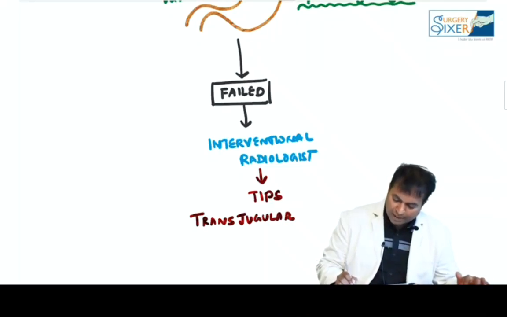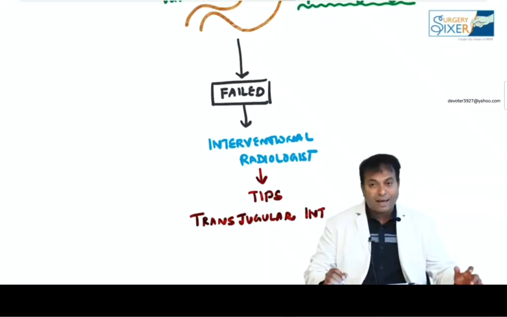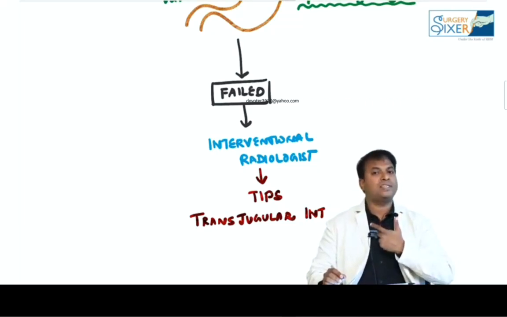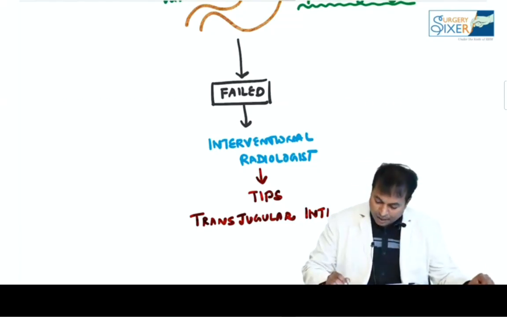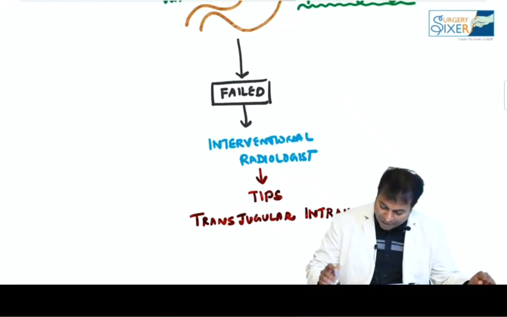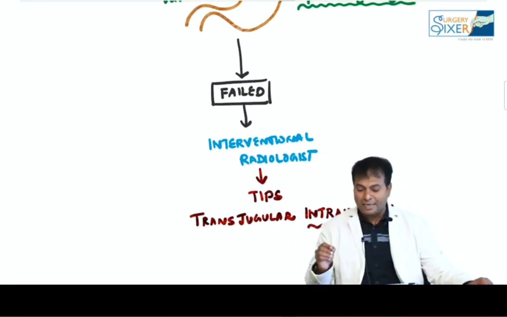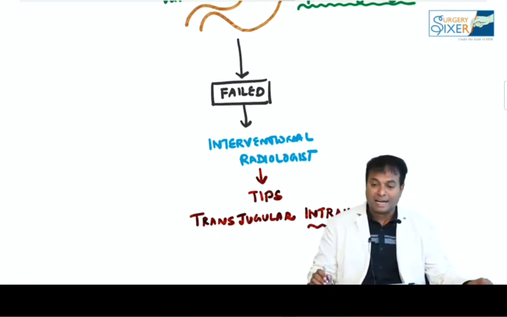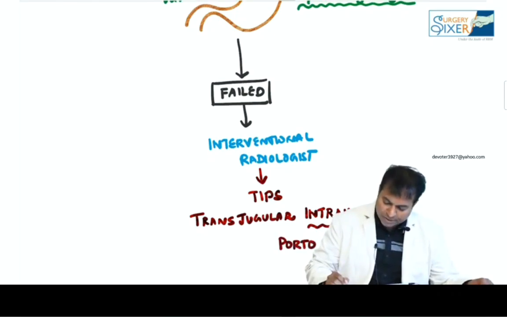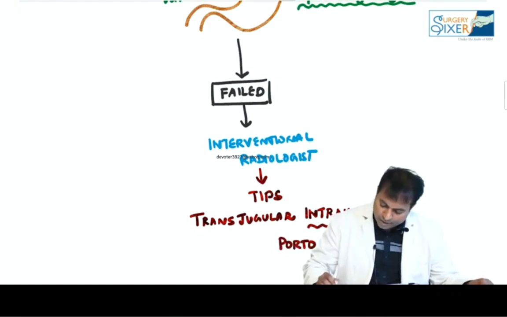Transjugular: you have to put a catheter through the SVC, transjugular. You go to the SVC, go to the heart, through the heart to the IVC, and through the IVC you enter the liver through hepatic veins and keep a stent inside: intrahepatic, transjugular, intrahepatic portosystemic shunt. This procedure is done by an interventional radiologist.